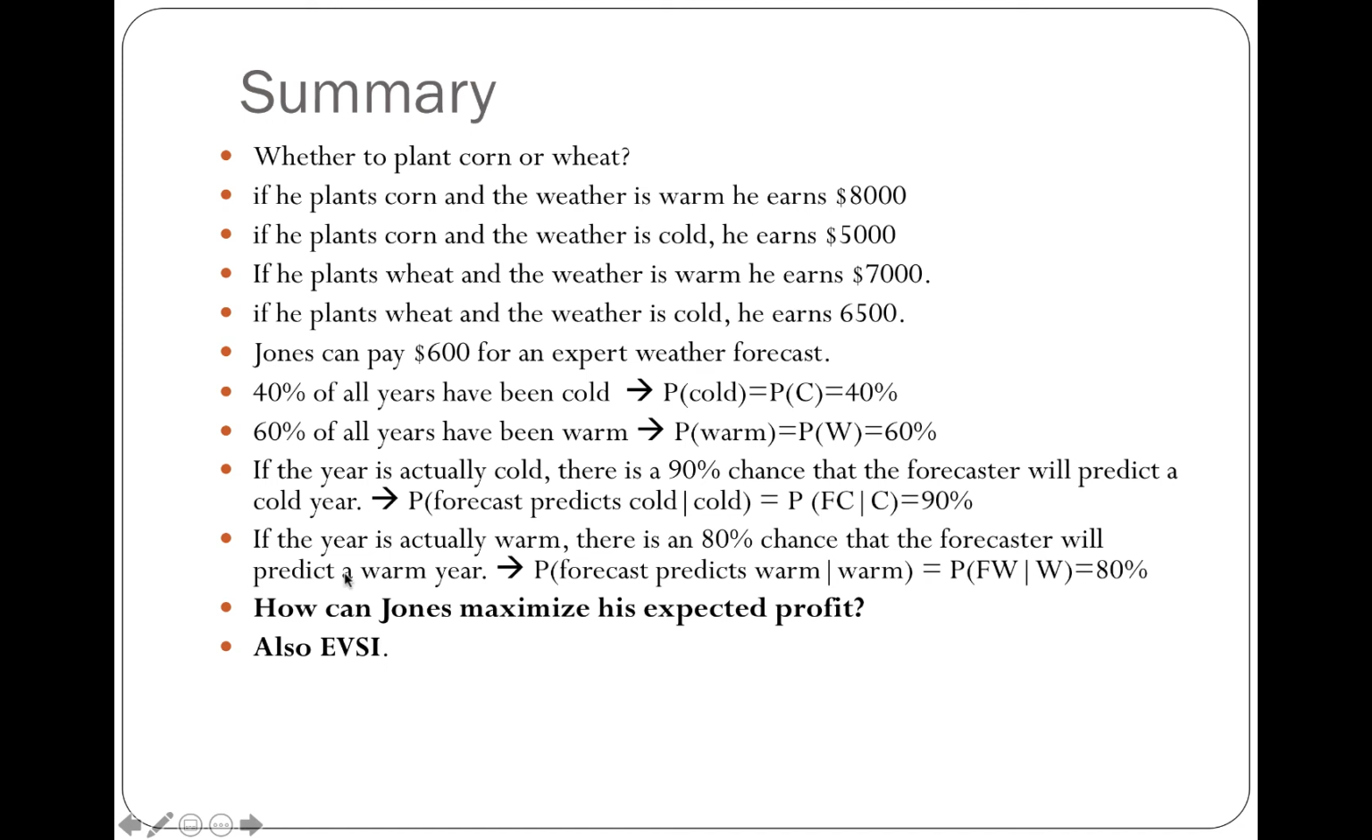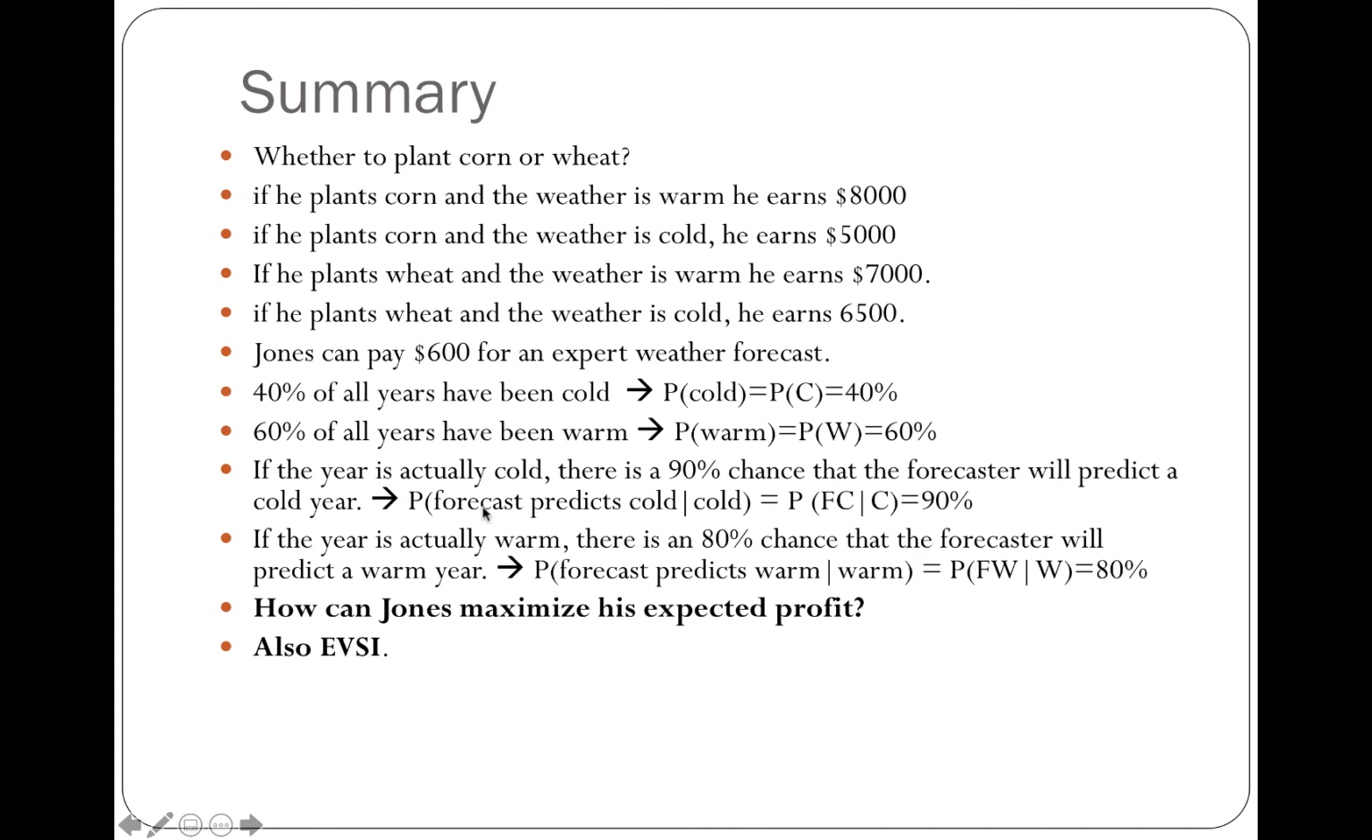We also know that if the year is actually going to be warm, there is an 80% chance that the forecast is going to predict it as warm. That means the probability of forecast predicting warm, if we know the year is actually going to be warm, is 80%.